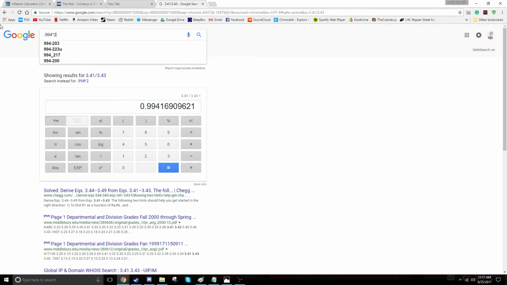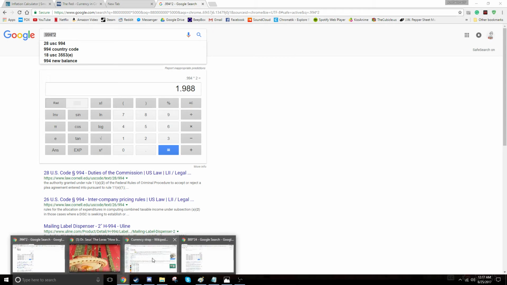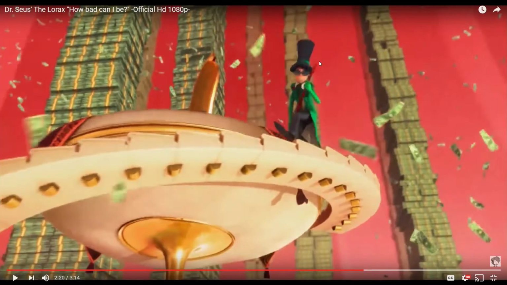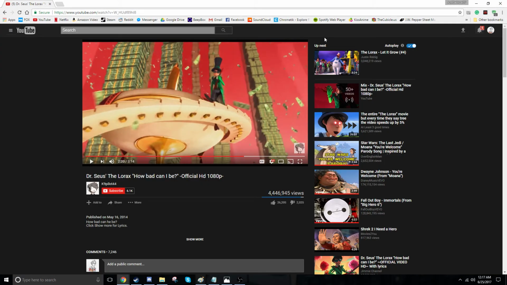0.994 times 2 gives us our inflation rate of 1.988, which means the Once-ler having this much money, assuming all the money in his office is all the money in the US, would cause an inflation of nearly 2 times.